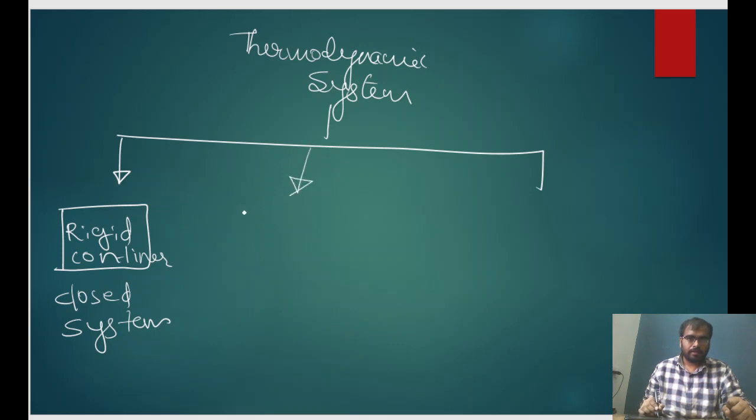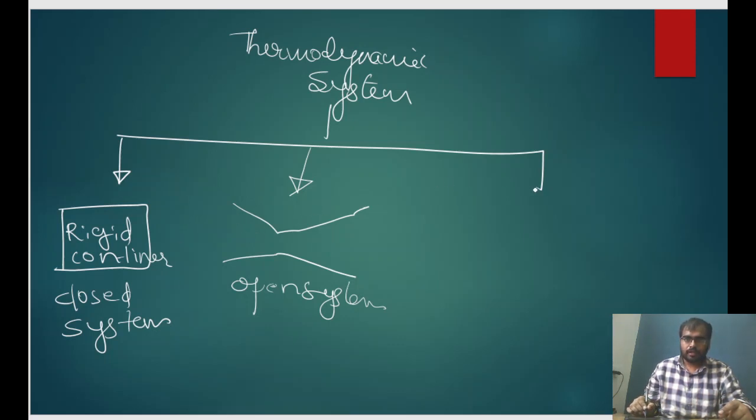And another system is called an open system. If in the question they give something like a turbine, compressor, nozzle, or condenser, these are all flow devices. This is known as an open system. The formula for work done is different for a closed system; the formula for an open system is different.